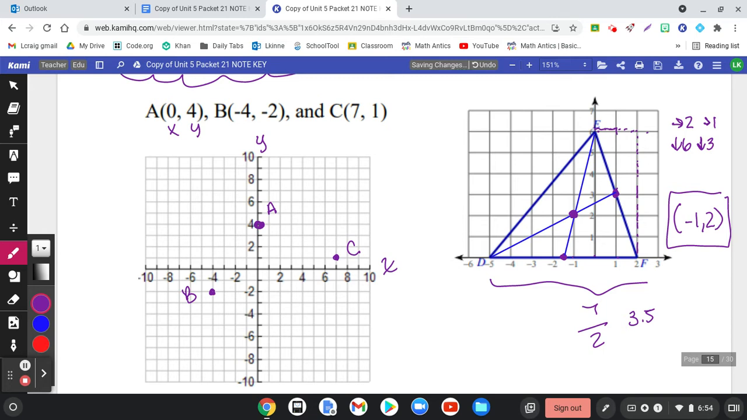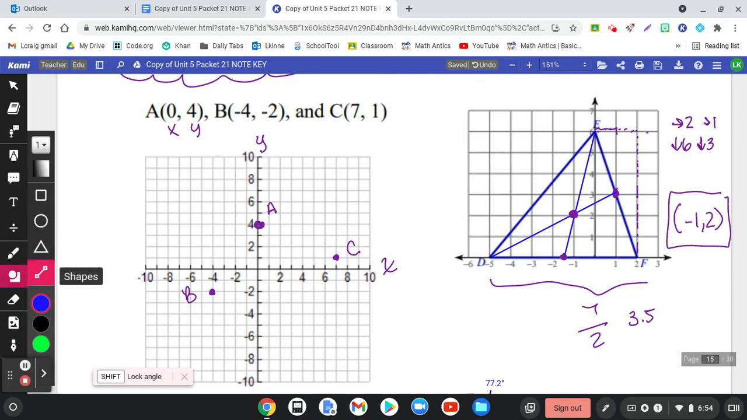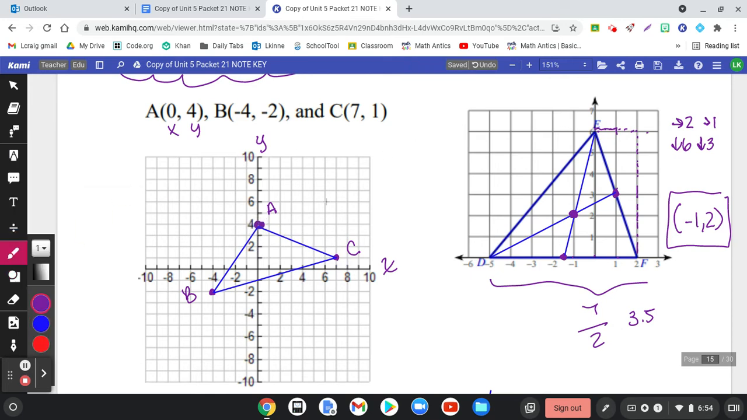Again, connect your points with a ruler. It makes it so much more accurate. Anytime you're dealing with graphs, and we'll be doing a lot with graphs, get used to using a straight edge or a ruler.